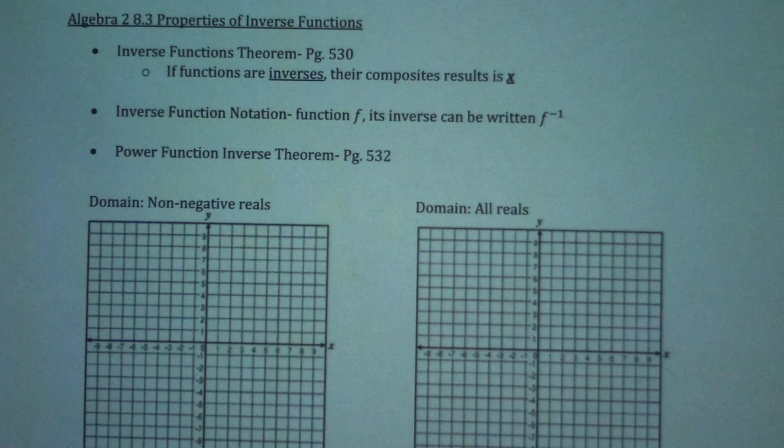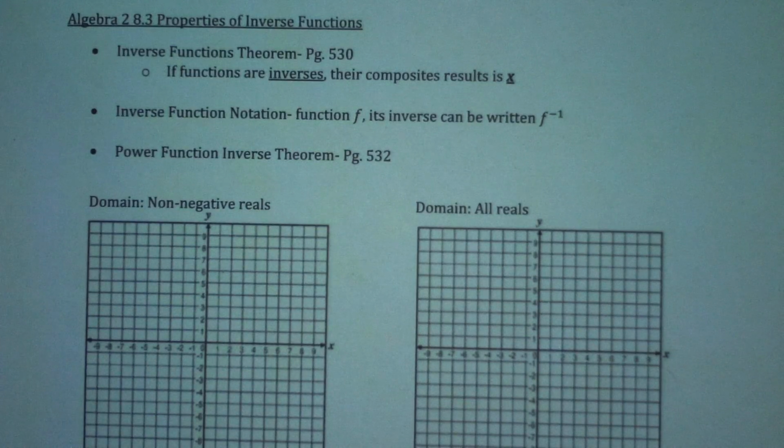The first one there is the inverse functions theorem. It says two functions f and g are inverse functions if and only if, and then it gives you two different situations. For all x in the domain of f, g following function f of x is equal to x, and then they just switch it the other way. All that's saying is if you do the composite of the original one and the inverse, and you get x, they're inverses of each other.